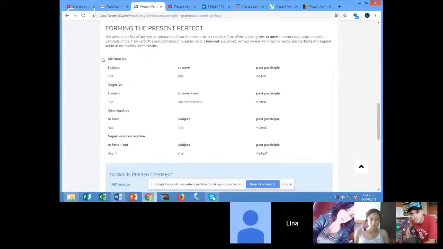Okay, the present perfect of any verb is composed of 2 elements: the appropriate form of the auxiliary verb to have, plus the past participle of the main verb. The past participle of a regular verb is base plus ed. For example, played, arrived, looked. For irregular verbs, we can see a table, and they change in the third form, but some of them don't change. We need to check the third form of the verb, okay?